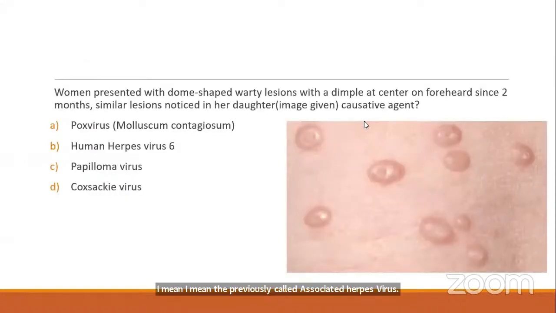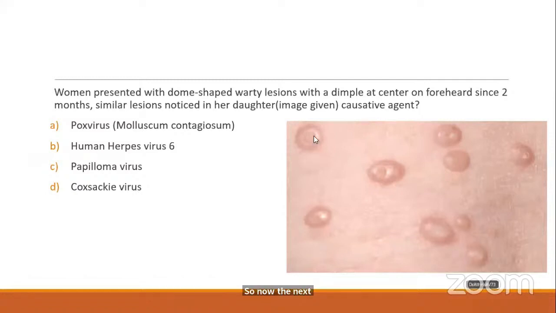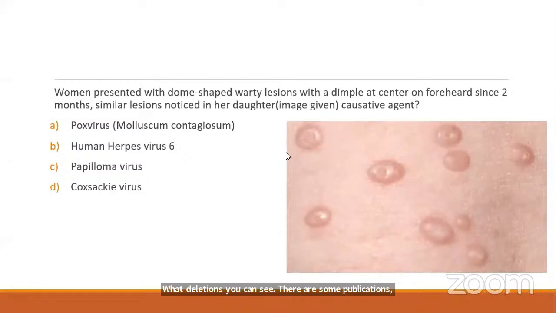So now the next question, woman presented with dome-shaped warty lesions. You can see there are some umbilications or dimple at the center. This is due to, yes, it is actually due to Poxviridae, that is molluscum contagiosum lesion. Always remember molluscum contagiosum, you can have that inclusion body of molluscum bodies, and it is a sexually transmitted disease which can also be transmitted through contact. So it is very spreading in nature. So many times treatment which can be opted for is cauterization or electrical cauterization, etc. So that is a usual modality of treatment.